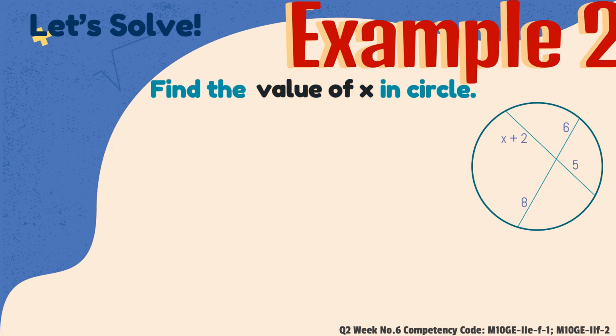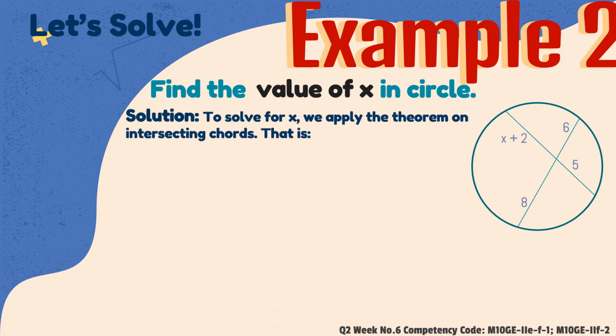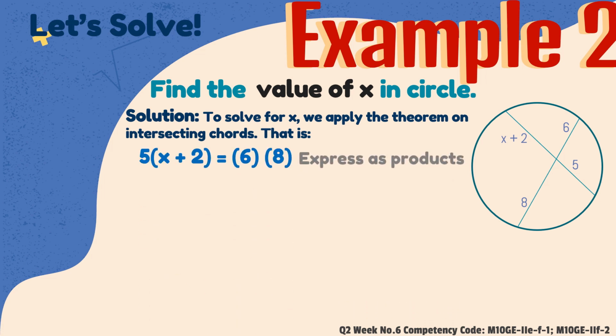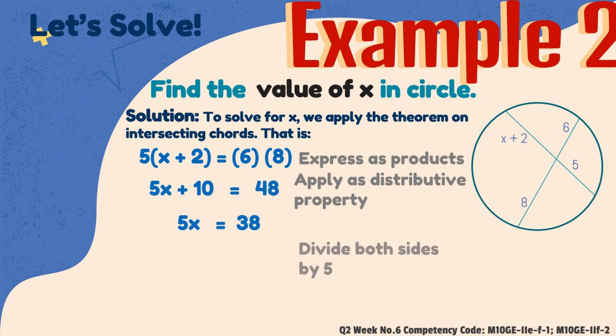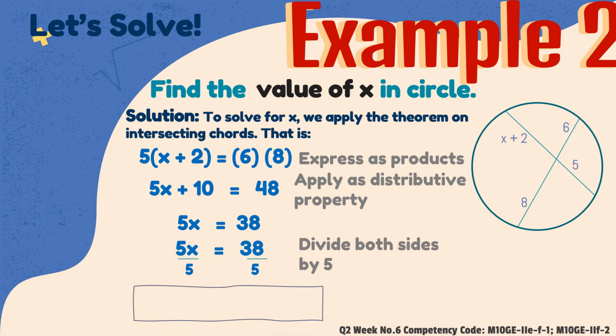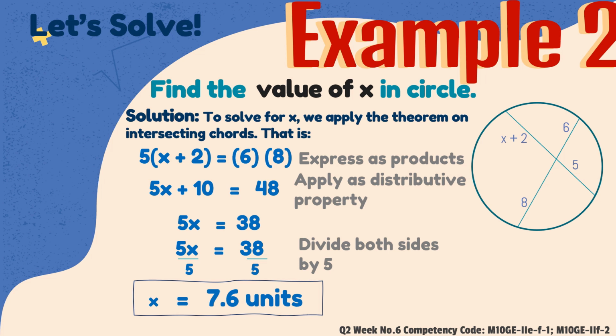Let us have another example. Find the value of x in the circle. To solve for x, we apply the theorem on intersecting chords. That is, 5 times x plus 2 is equal to 6 times 8. 5x plus 10 is equal to 48. 5x is equal to 38. Divide both sides by 5, so the value of x is equal to 7.6 units.